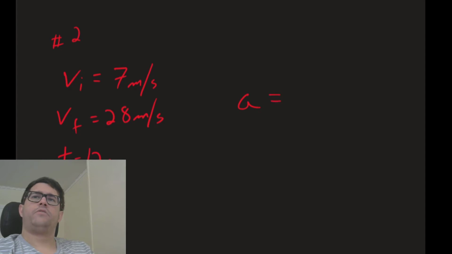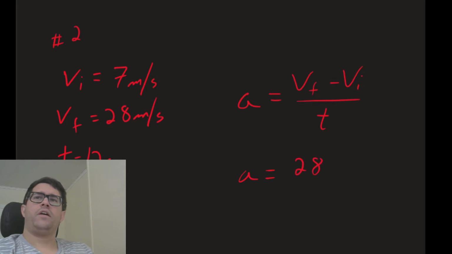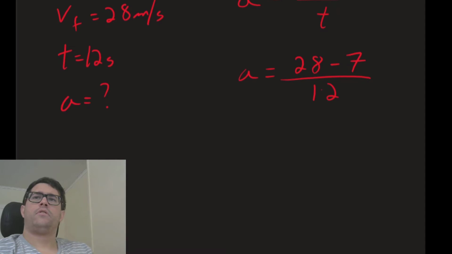What's the formula for acceleration? VF minus VI over time. Let's put everything in. This is the simpler way. 28 minus 7 over time, 12. Acceleration is 21 over 12, which can be simplified to 7 over 4.